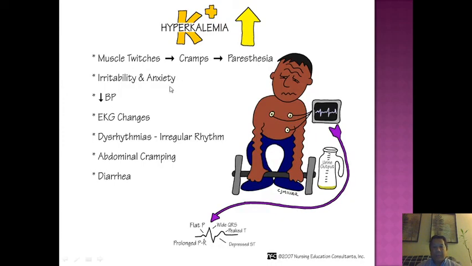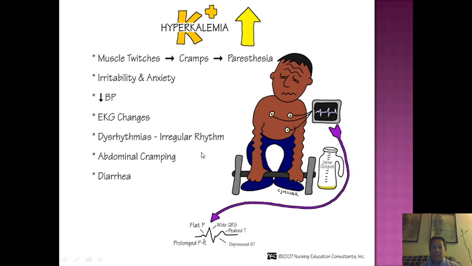So, what are some of the symptoms? Muscle twitching, muscle cramps, paresthesias, irritability and anxiety. These are just changes associated, or signs and symptoms associated with hyper K. Blood pressure may drop significantly. You will see some EKG changes, like an elevation of the T wave, or tenting of the T wave. Maybe we can talk about that in med surg. This is what we call peak T wave in case of hyper K.